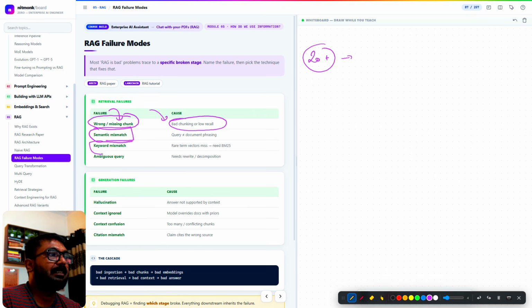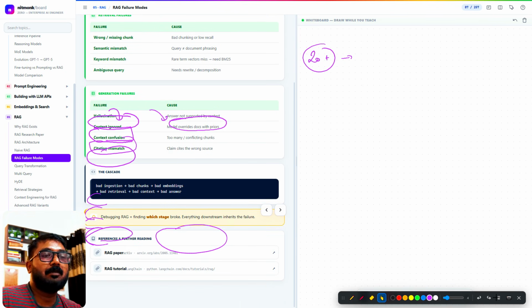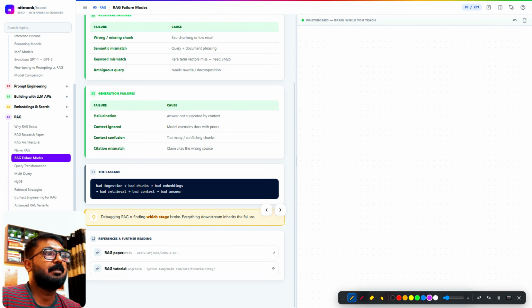There is a semantic mismatch. There is a keyword mismatch. There are ambiguous queries. Hallucination problems, context ignore problems, context confusion problems, citation mismatch. Again, citation comes over here. Citation is about how properly you have mentioned the metadata, like mentioning where this chunk is coming from.